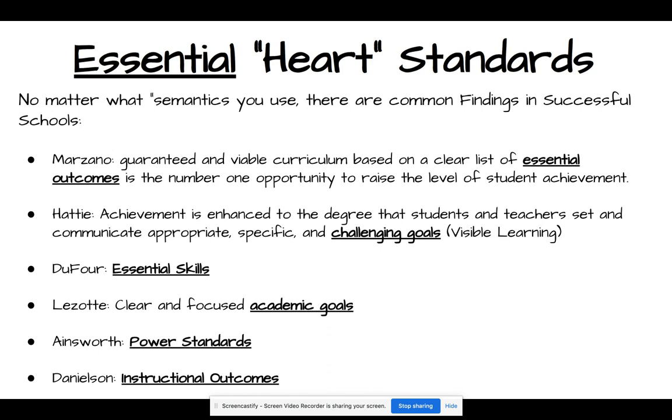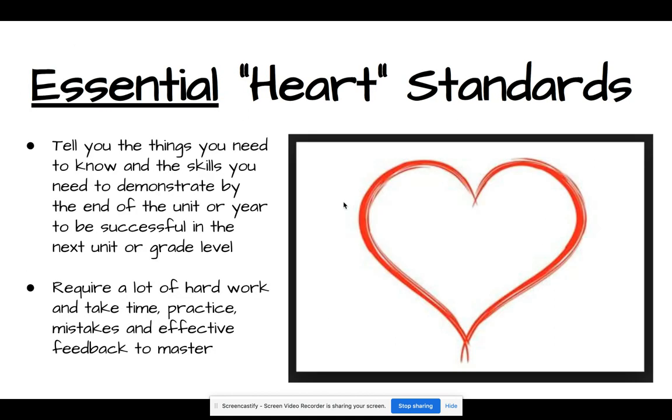Danielson, instructional outcomes. I know we tend to get lost on what are we doing? I thought we were doing power standards. We were doing essential hard. It doesn't matter. It's the set of standards usually directed by the state that is our menu to choose from, and we have to narrow that to a viable list. So please do not get caught up on the semantics of this.